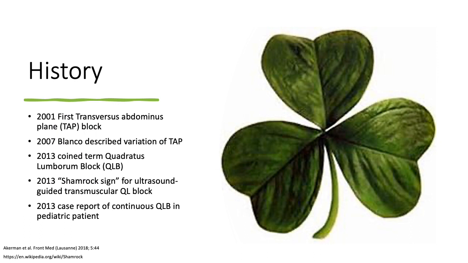The quadratus lumborum block is a variation on the transversus abdominis block, which was first described in 2001. In 2007, Dr. Rafael Blanco described a variation of the TAP block and later coined the term quadratus lumborum block, or QLB. In 2013, Dr. Borglum described the shamrock sign for the ultrasound-guided transmuscular QL block, and a case report was published of a continuous QL block in a pediatric patient.